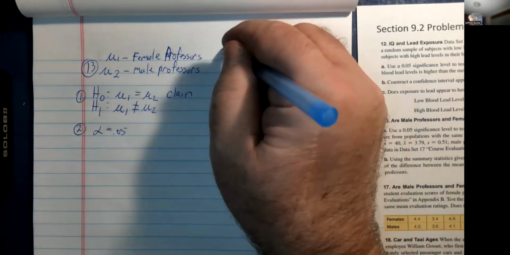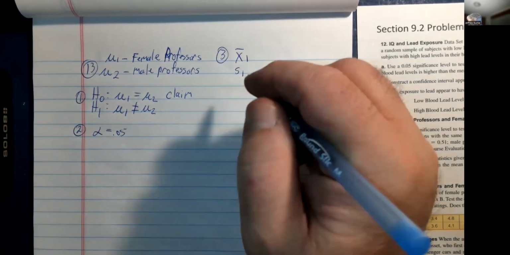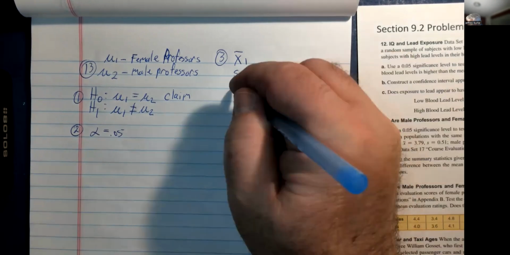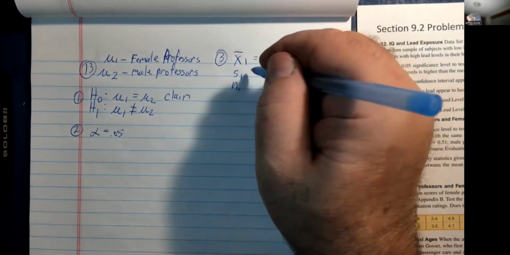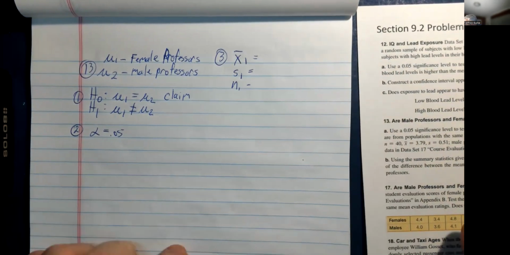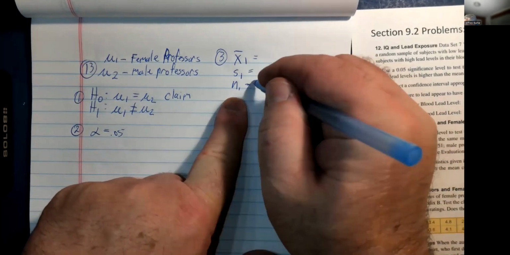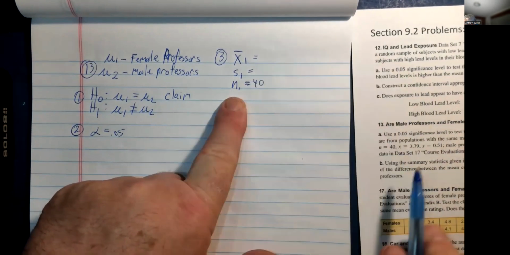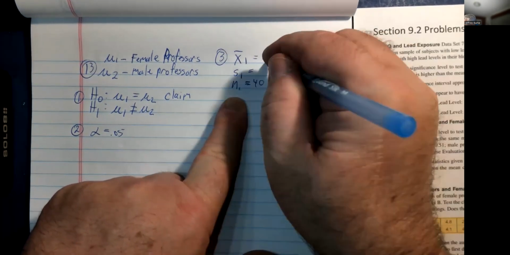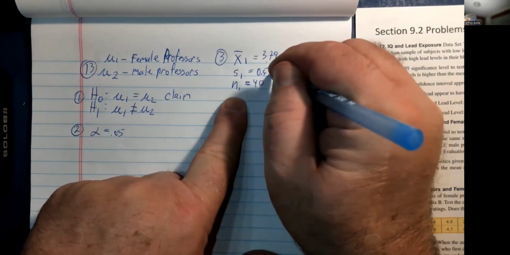Now, number 3, here's where we have to be careful because we're going to need x bar 1, s sub 1, and n sub 1. They don't indicate it that way on the sheet, but I'm going to. This is for the females, the female professors: n is equal to 40, x bar is equal to 3.79, and the standard deviation is equal to 0.51.